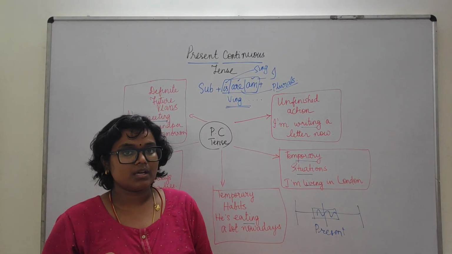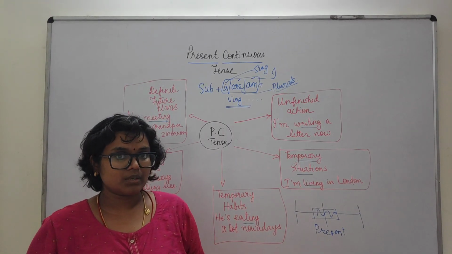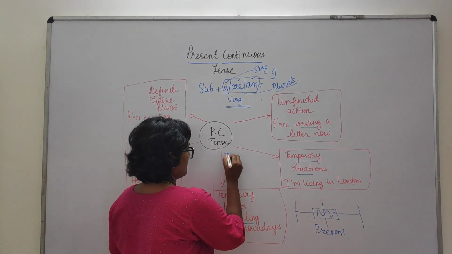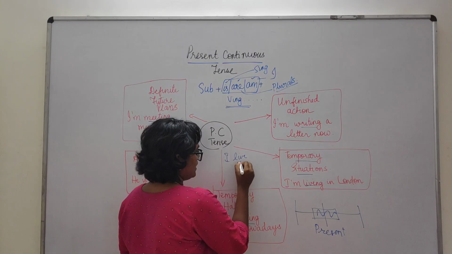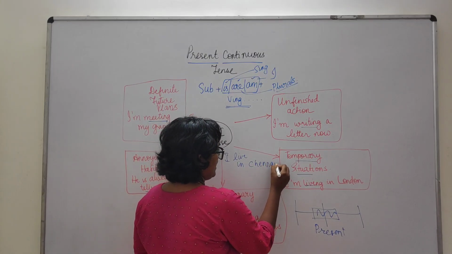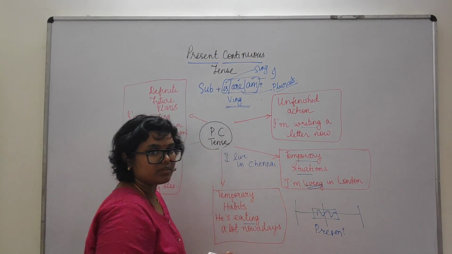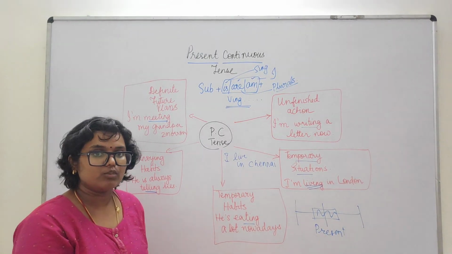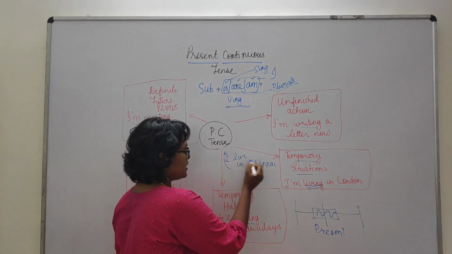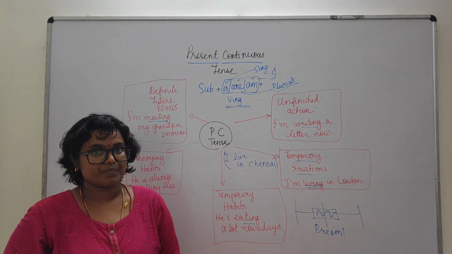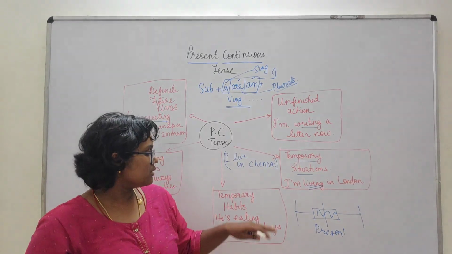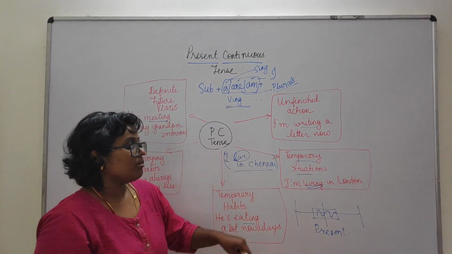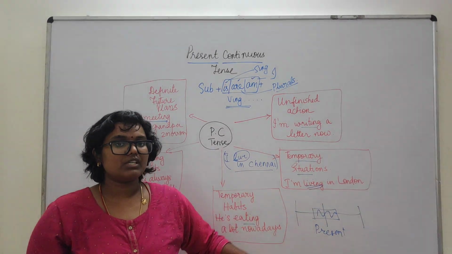Next is temporary situations. Now we have already looked at simple present tense, for permanent situations. For example, I live in Chennai. I live in Chennai and I am living in London are very different. I am living in London for this month. Next month I will move down to Chennai. But when I say I live in Chennai, it is a permanent situation, a permanent habit. We generally use the simple present tense wherein I say live. But when I say present continuous tense, we are talking about temporary situations.